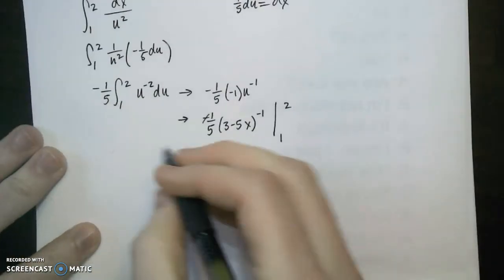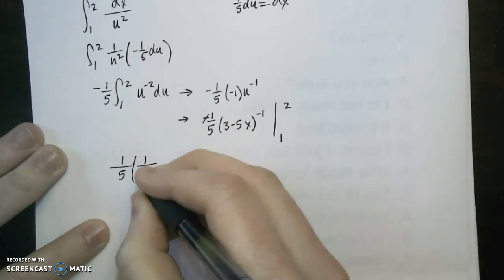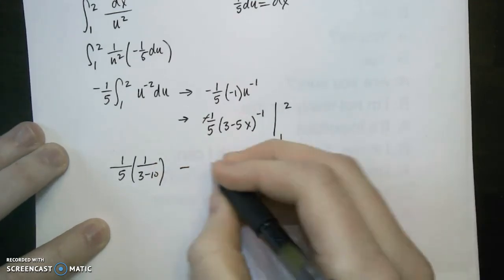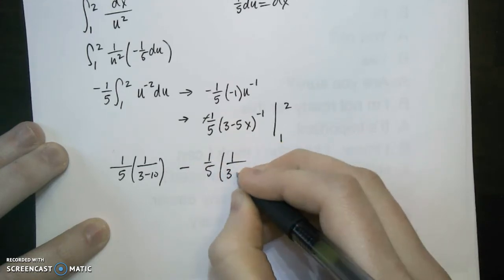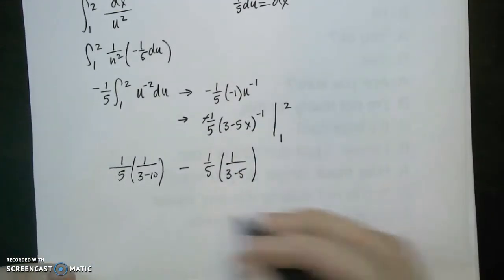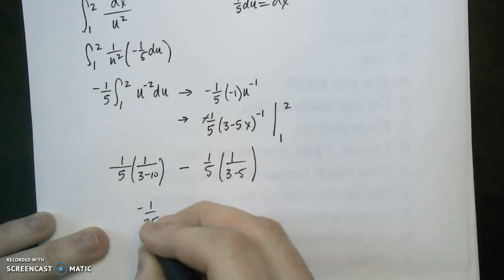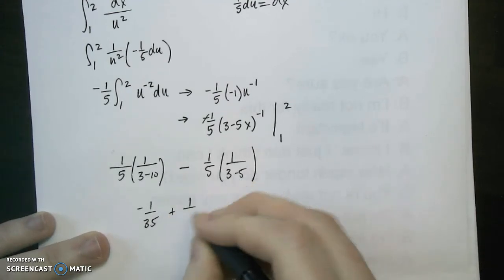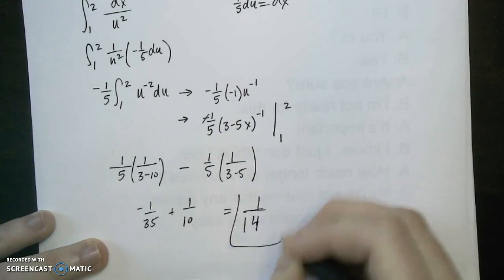So I've got 1/5 times 1 over 3 minus 10 if you fill in 2, minus 1/5 times 1 over 3 minus 5 if you plug in 1. And so you end up getting negative 1 over 35 plus 1/10, which ends up being 1/14 if you add them and reduce.